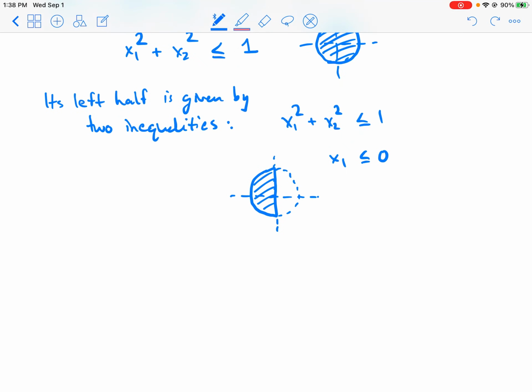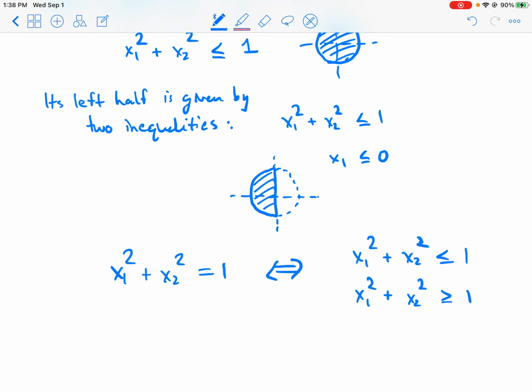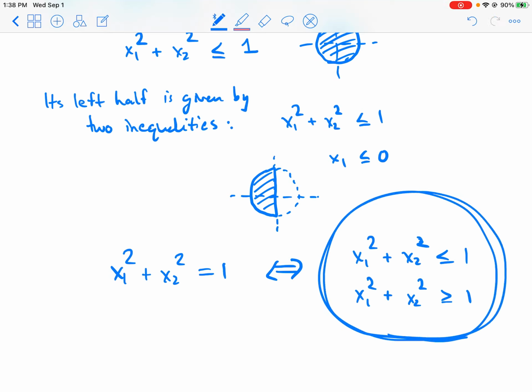The unit circle is also given by inequalities, because x1 squared plus x2 squared equals 1 is equivalent to requiring that x1 squared plus x2 squared be less than or equal to 1 and x1 squared plus x2 squared be greater than or equal to 1. So this is a system of two inequalities, and this is one equality. Inequalities contain equalities as a special case, and so inequalities are way harder. They have way more things. You can describe way more geometry by inequalities, and because of that, they're way harder.